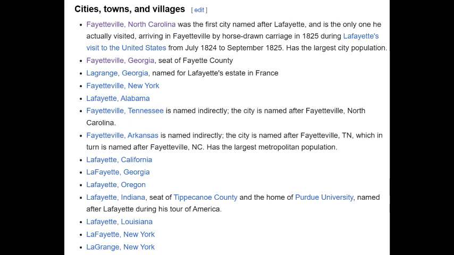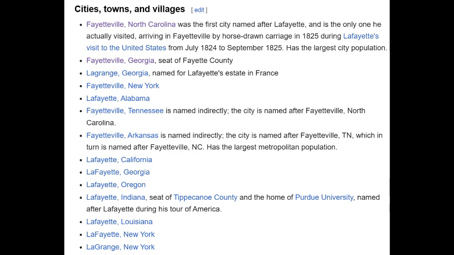So here we have the cities and towns. We've got Fayetteville, North Carolina, Fayetteville, Georgia, LaGrange, Georgia. I don't know why LaGrange is included with Lafayette, but I have done some work on LaGrange. LaGrange is, of course, a secret society that relates to agriculture, part of the Masons, I believe.